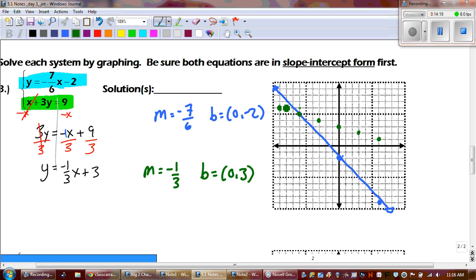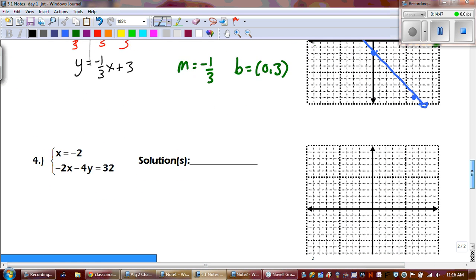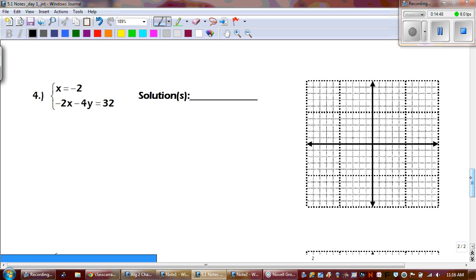All right, so I'm drawing my line right now using my ruler. And I find out that they meet at the point right there. And that is the point, you guys know it? -6, +5. Okay? All right, number 4.